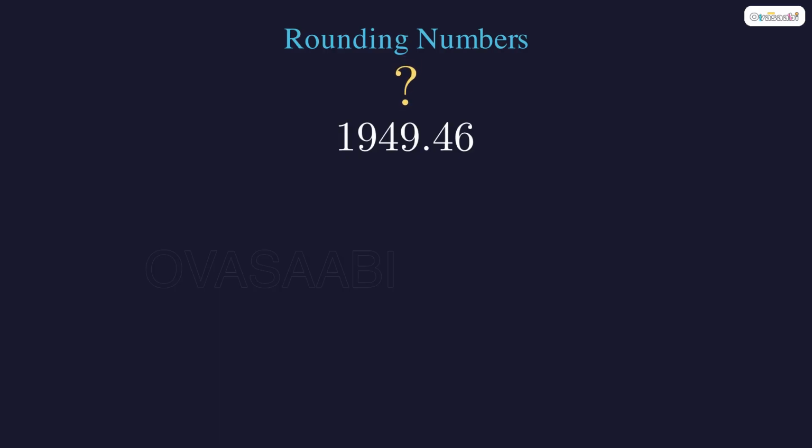What does 1949.46 become when we round it? Let's find out. To round to the nearest whole number, look at the 10th digit. 4 is less than 5, so we round down to 1949.